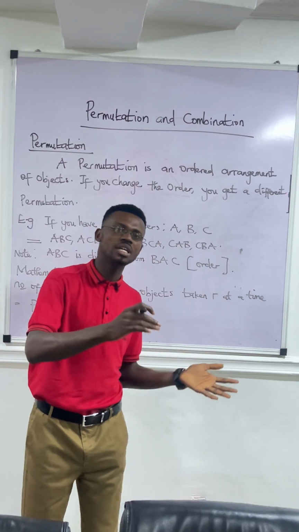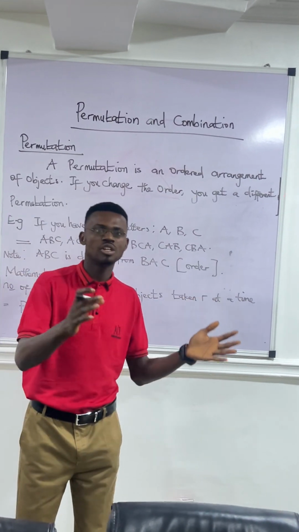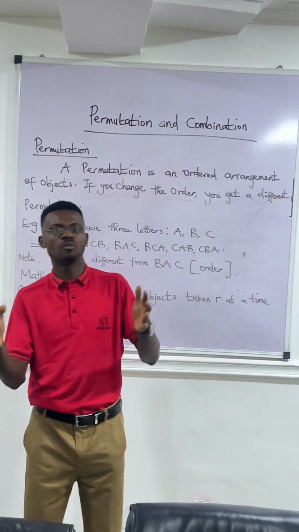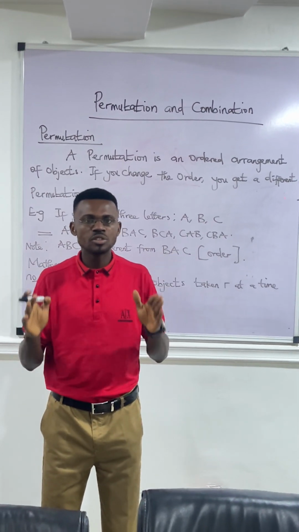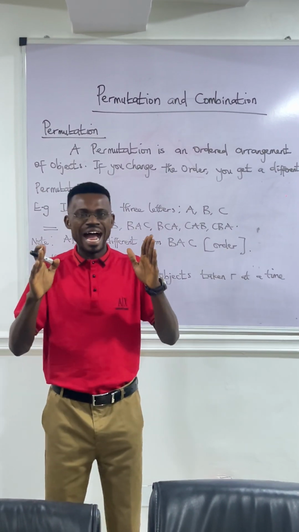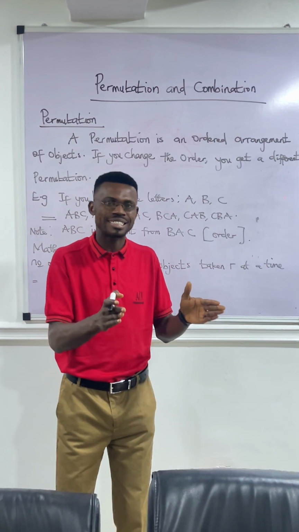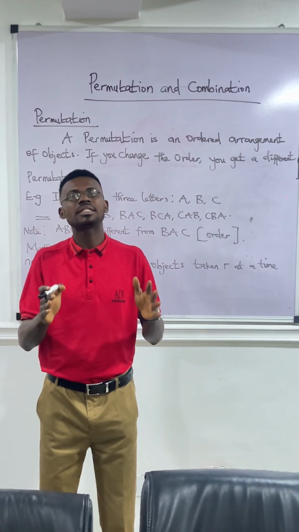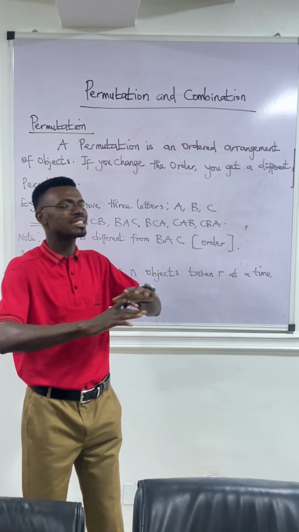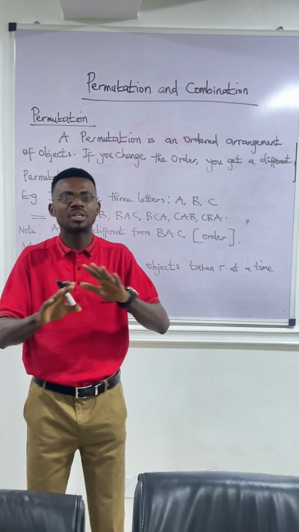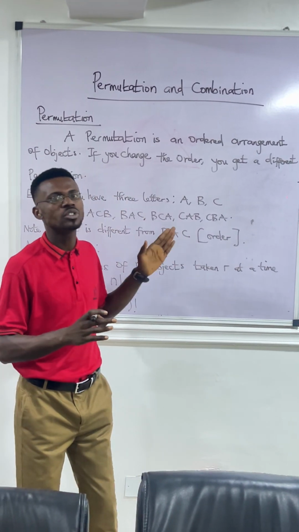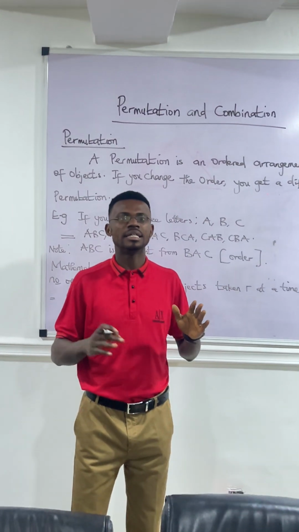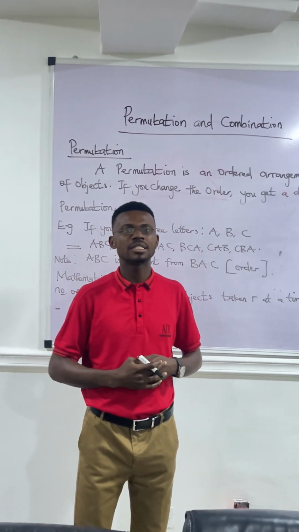And most times students get to interchange them. They don't have a thorough understanding of permutation and combination. And the main difference is that permutation has to do with arrangement with order. Now take note of the word order. Whereas in combination, you are just selecting without paying attention to order. Now we're going to look at permutation for this class, and then subsequently we're going to look at combination.